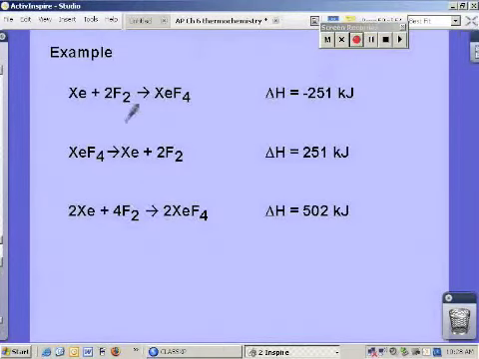For example, look at this first reaction. We have xenon plus 2 fluorine yields xenon F4. It's negative 251 kilojoules. We'll compare that to the second reaction. What happened? We reverse the reaction. So what should happen to our delta H? It should become positive. So that's why we have a positive delta H now.